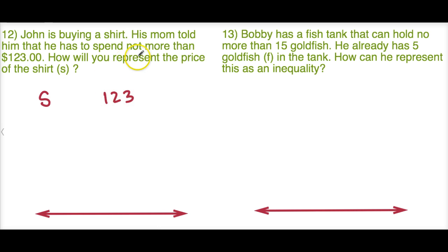So mom said no more than, which means he can't spend greater than this. So that means this has got to be the highest price possible, which means the s has to be less than that. But since it says not more than that, we can also include that in our data. So it's going to be less than or equal to for this problem. So I'm going to a solid circle because it is including the data point of 123, but the price has to be smaller.